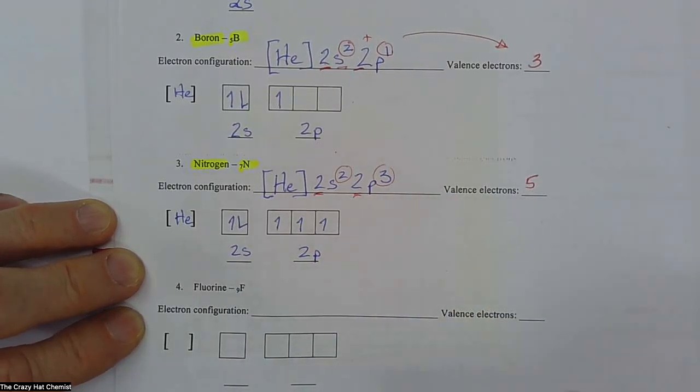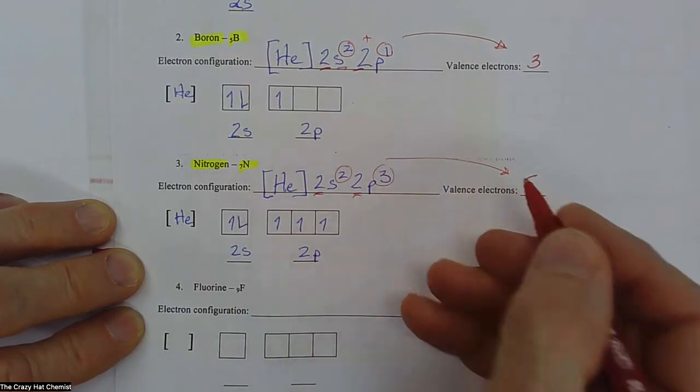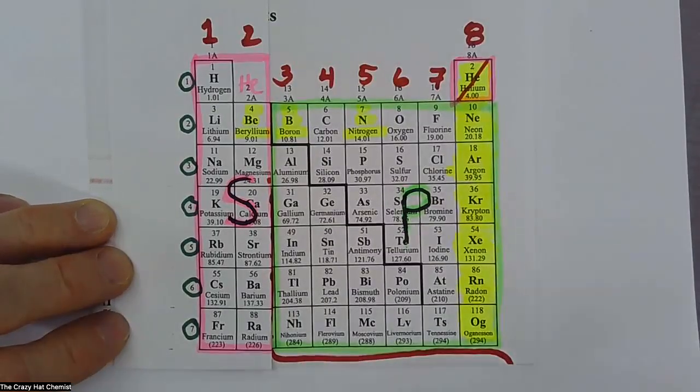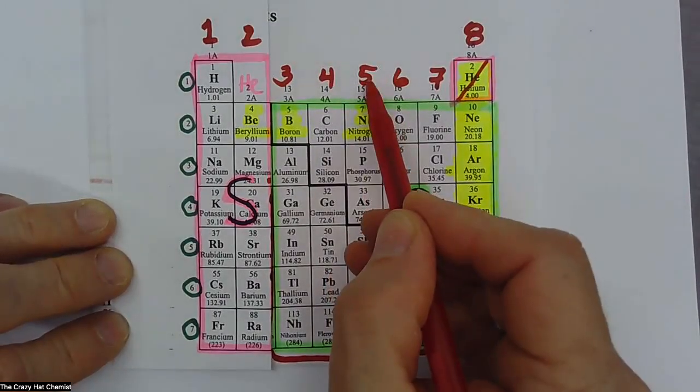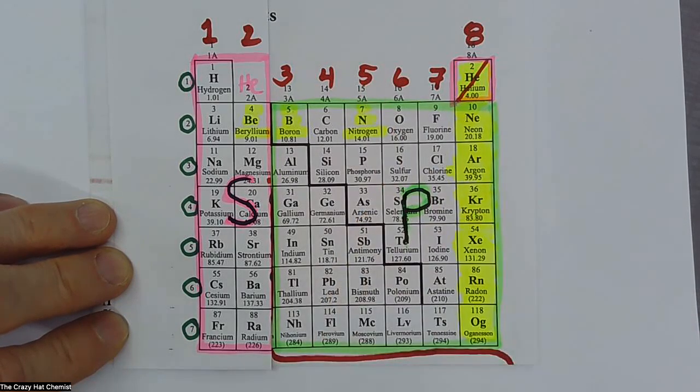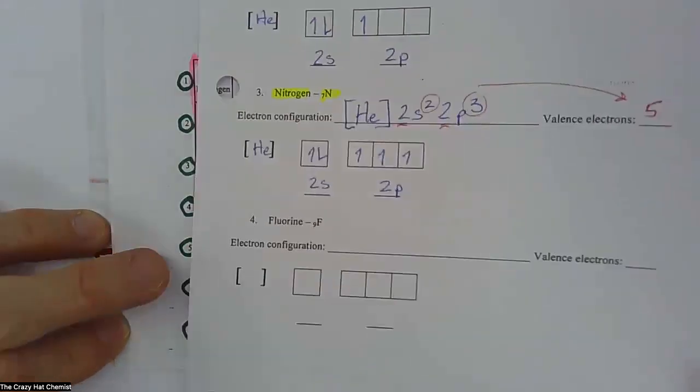And I'm going to just verify that with the number on the periodic table above nitrogen. There's nitrogen. Oh my gosh, it is a 5. So I am rocking and rolling, and I am good. All right, next element here.